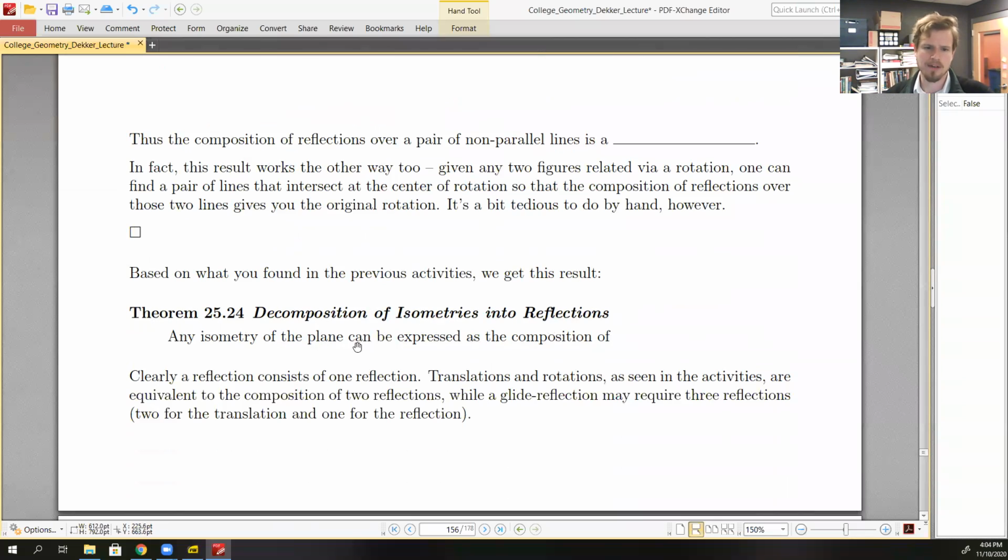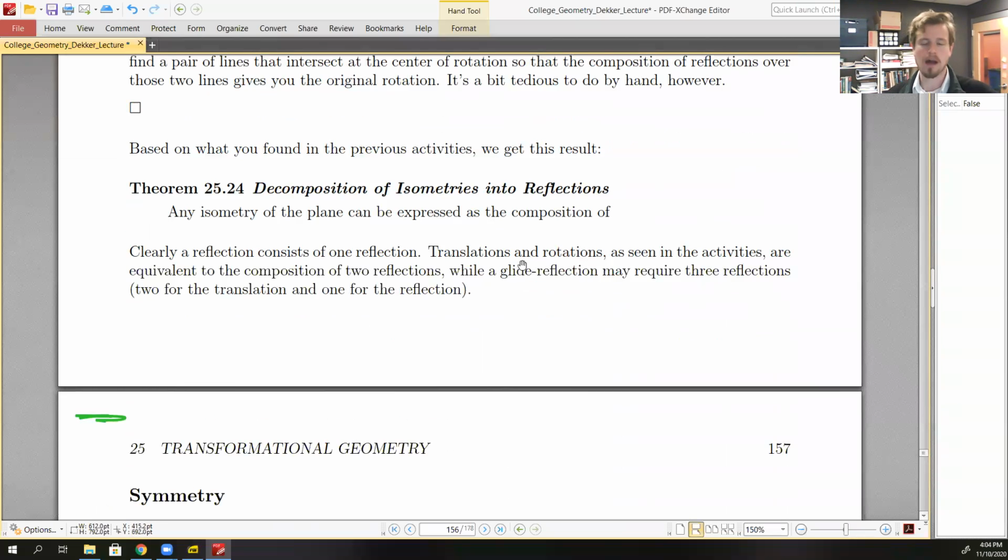So any isometry of the plane can be expressed as a composition of something. And if you're still not sure what it should be after you complete the two activities, read the comment below, which should further solidify your observations. So I'll leave those for you guys to consider.